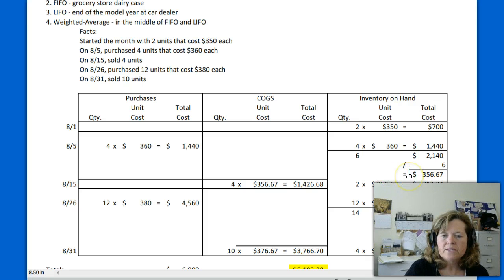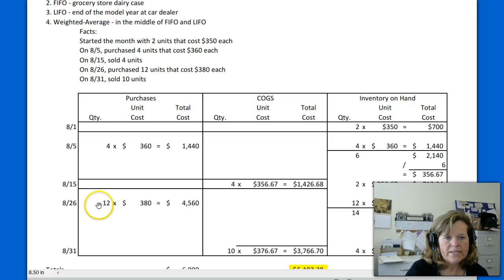Okay, so what happens is all 6 of these units now get mushed into one cost for each unit, $356.67. The identity of these goes away. We now have 6 units at $356.67, so we apply that unit cost to these 4 units that we sold. Our cost of goods sold for this sale is $1,426.68. I had 6, I sell 4, I have 2 left. So my inventory on hand at this point is 2 times $356.67, or $713.34. And that's what I have moving forward.